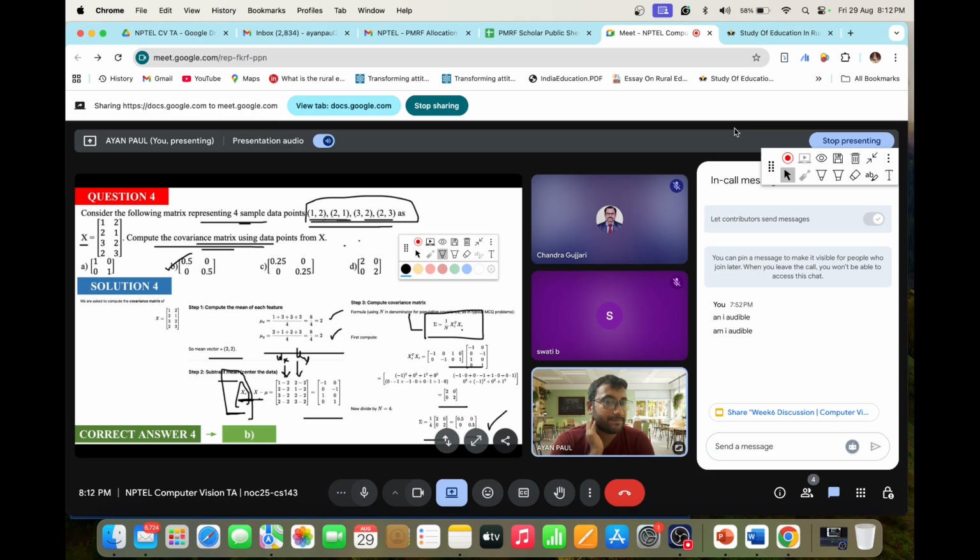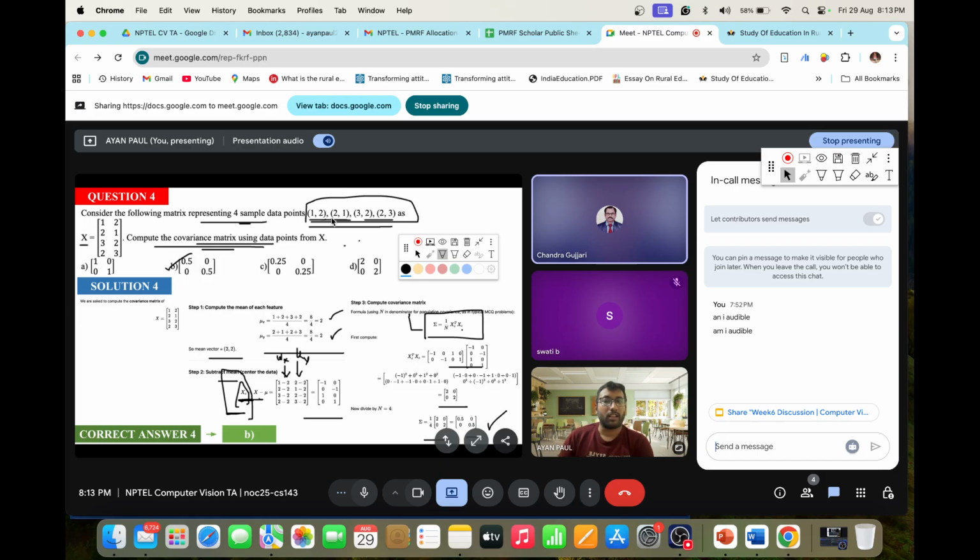Sir, where is 1 by n? 1 by n is this 1 by 4, in the last step. N is the number of points. 4 sample points are given, that is why 1, 2, 2, 1, 3, 2, 2, 3. So that is why n equals 4. N is the number of points, and 4 sample points are given, so n equals 4.